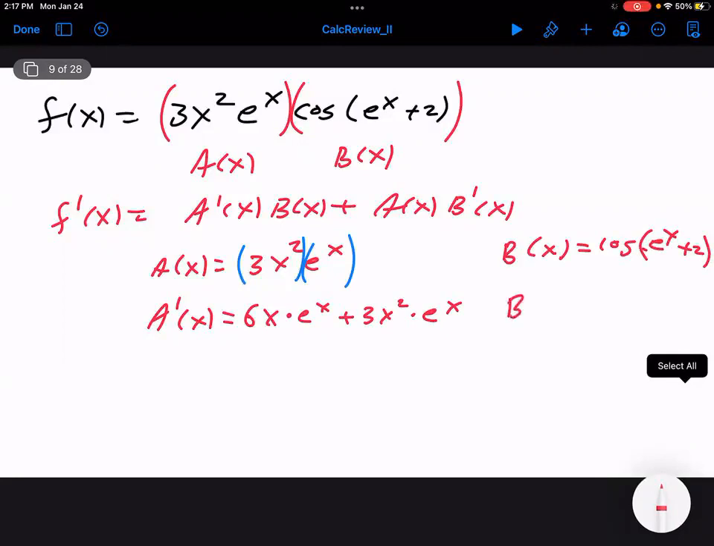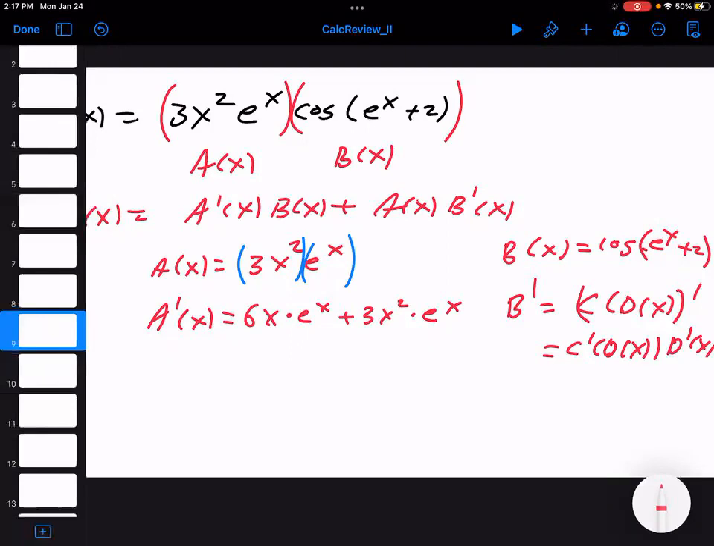So I can write b prime as I've got maybe some function c of d of x, and I want to take the derivative of that. So that would be c prime of d of x times d prime of x. And I can just use the chain rule to figure that out and then put all the pieces together. It may not be fun, but I can't stump you.